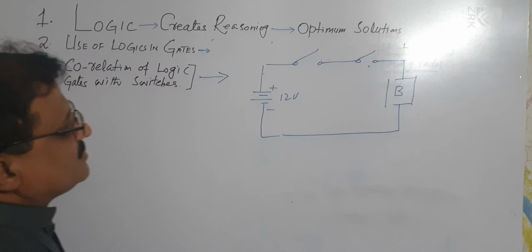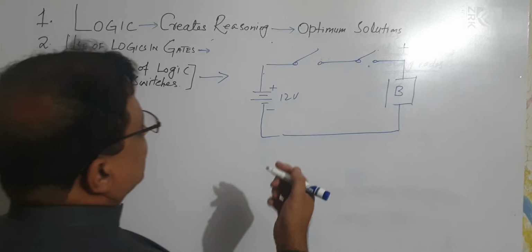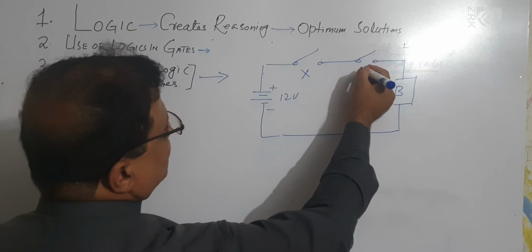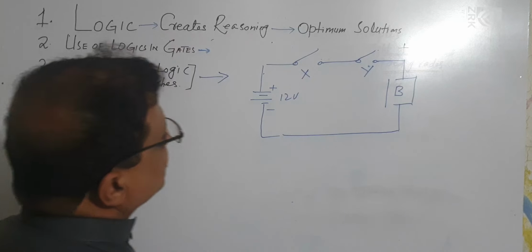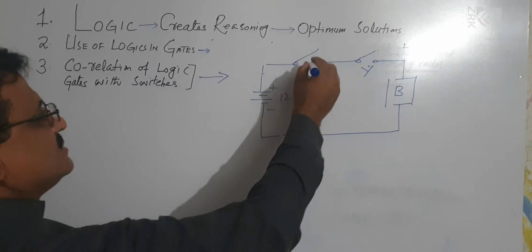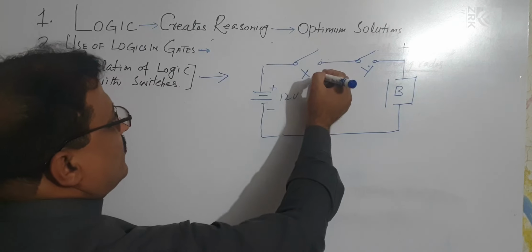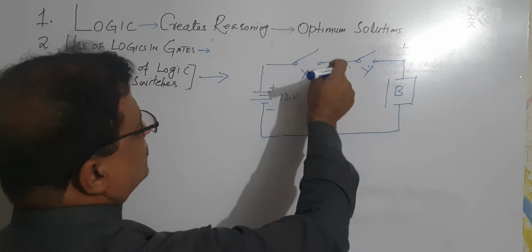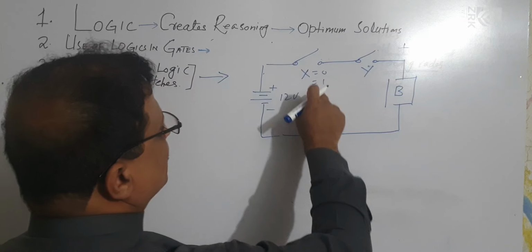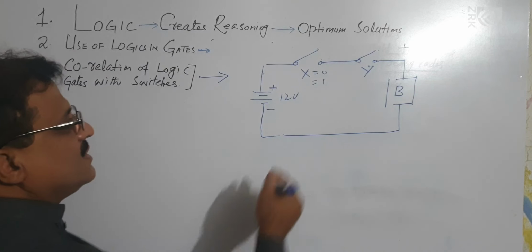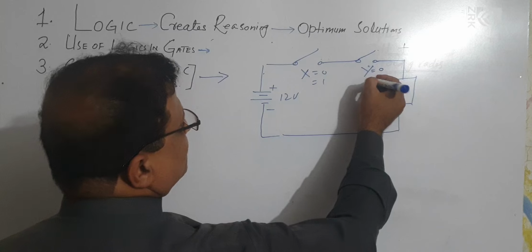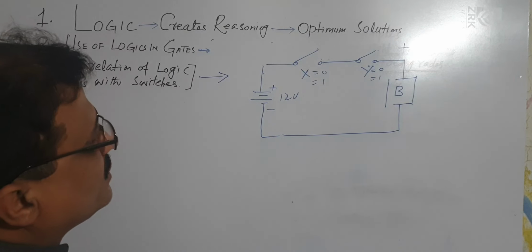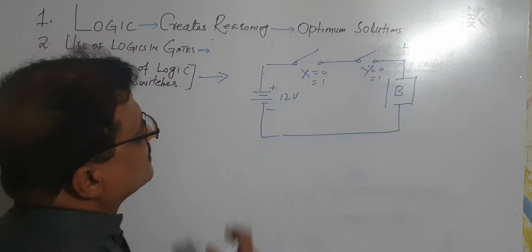Now here you can see the 2 switches. Suppose this switch is switch X and this switch is switch Y. So the state of the switch may be either open or closed. If X is equal to 0, it means the switch is open. If X is equal to 1, it means the switch is closed. And the same is the case for the second switch as well. If Y is equal to 0, that switch is open. If Y is equal to 1, the switch is closed.